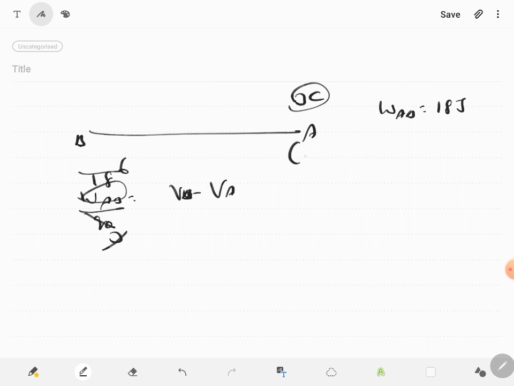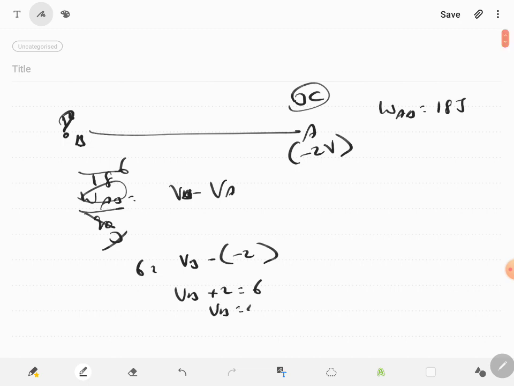They've given that the point A is at a potential of minus 2 volts. What is the potential at B? So then therefore 6 is equal to VB minus of minus 2. So VB plus 2 is equal to 6, and VB is equal to 4 volts. This is a sum which we saw in the class.